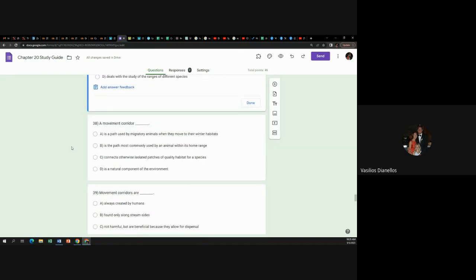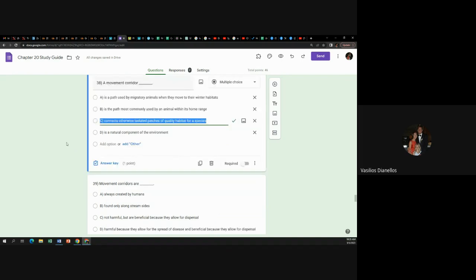A movement corridor is a path used by migratory animals, not always animals. So that might be wrong for that reason. When they move to their winter habitats, no, definitely not. That's way too specific. Is the path most commonly used by an animal within its home range? Again, too specific. Connects otherwise isolated patches of quality habitat for a species? Yes, that is the correct answer. Any questions about 38?